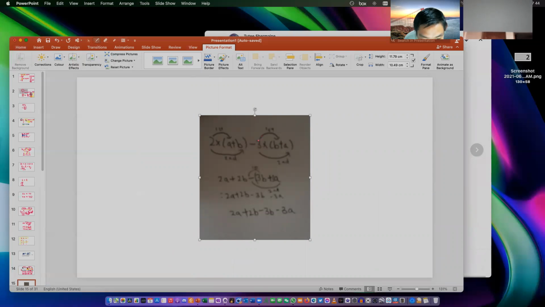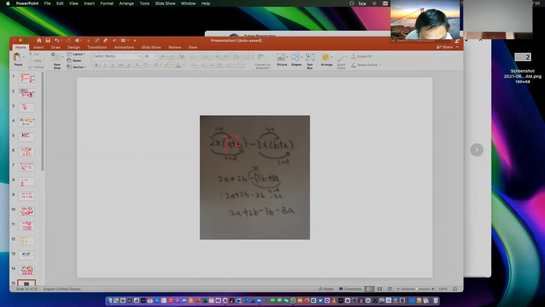So basically, once again, when you do the first arrow, what you do is you move the 2 inside. So you end up with 2a plus 2b, which is correct. When you do the 3 times, you are moving the 3 inside also. So you should end up with bracket 3b minus 3b plus 3a. So basically you should end up with this after moving the 3 and the 2 inside.